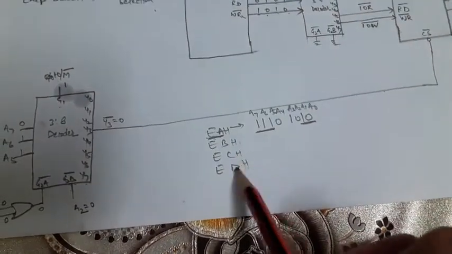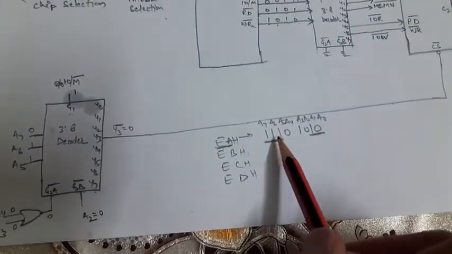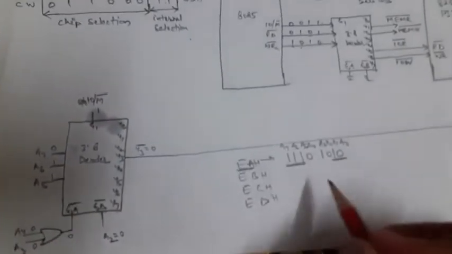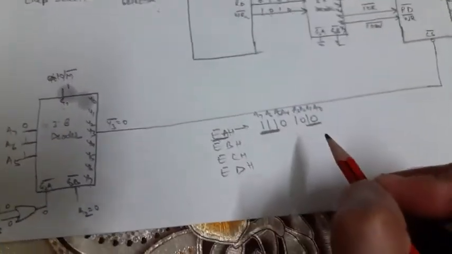Now if I change the address to EA, EB, EC and ED, the values of A7, A6 and A5 are 1 1 1. So based on 1 1 1, Y7 will be selected and that Y7 will be connected to CS bar. So we have done the partial decoding.